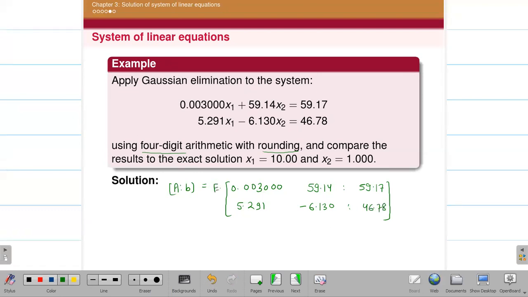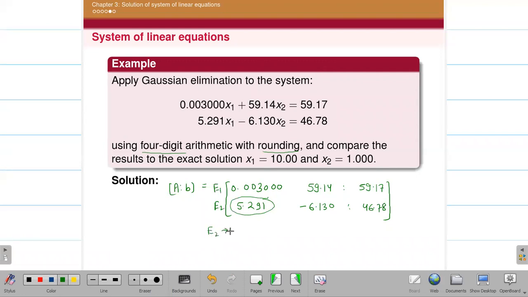So this is the first row, this is the second row. And our exact solution, please look into the exact solution also: x1 is 10, x2 is 1. So now our aim is to reduce this matrix into upper triangular. So make this element 0. Only you have to make this element 0 in the 2 cross 2 matrix.